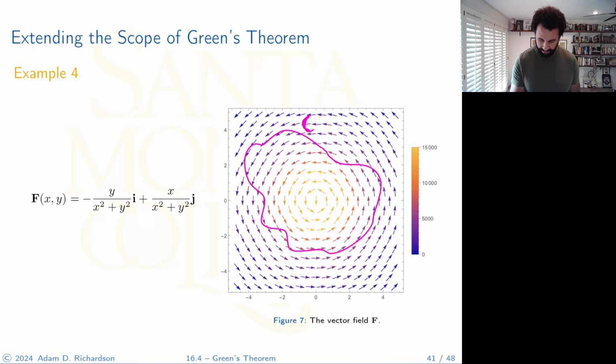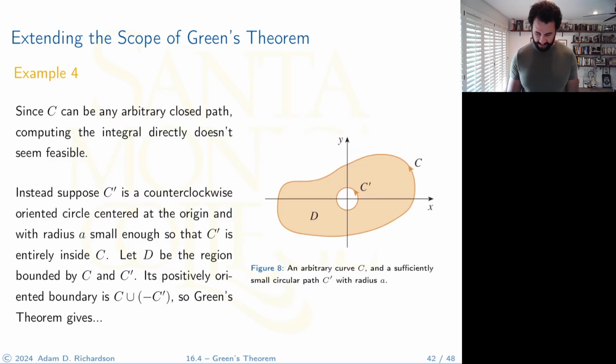However, if I put a little circle around the center there, then I can use that same technique we just saw a moment ago, where I can do this little thing here and do this thing here, and then I can integrate like so. Okay. So since C can be any arbitrary closed path, computing it directly doesn't seem feasible.